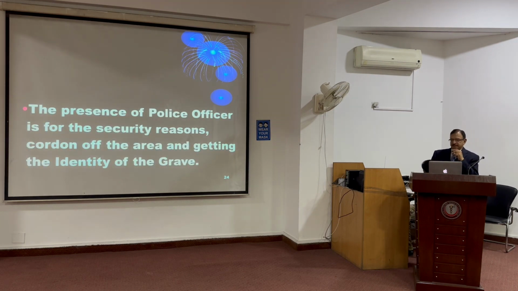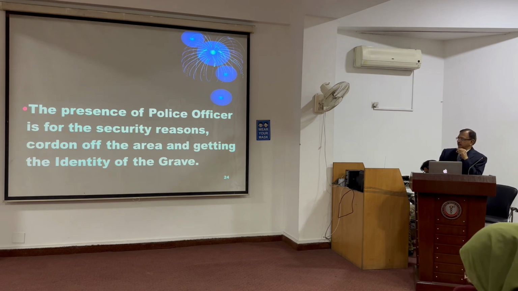And the police is basically because of the security reason, because of the cordon of the area, because of the identity of the grave. Because the doctor's part will be only the examination of the body. When the body will be exhumed out of the ground, then they will hand over the body to the doctor for examination. And rest of the job, supervision, is the magistrate and the police, who cordon the area, identify the graves, and get it secured, the cordon of the area of the burial.